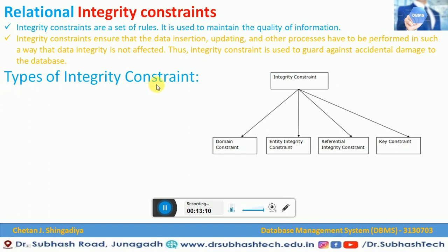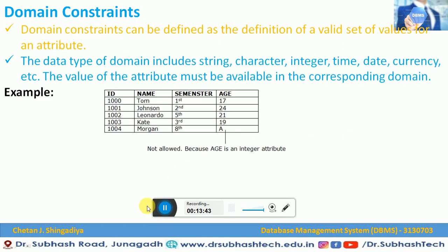Now we have to see the types of integrity constraints in DBMS, or we can say in the relational data model. There are four types of integrity constraints. One is the domain constraint, then the entity integrity constraint, the referential constraint, and the key constraint. Now let us discuss these types of integrity constraints in detail.